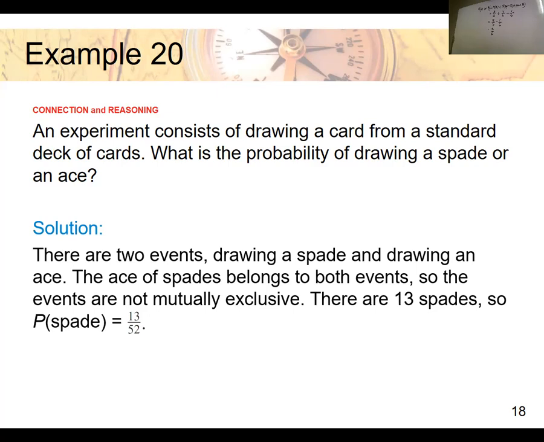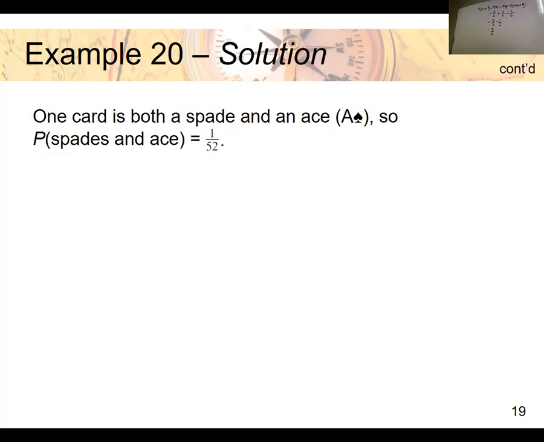All right, so if we want the probability of drawing a spade, that would be 13 out of 52, because there are 13 spades in a deck, from ace of spades to the king of spades. And there are four aces: ace of spades, ace of hearts, ace of clubs, and ace of diamonds. So the probability of drawing an ace would be 4 out of 52. And there is one card that has both the spade and the ace, which is the ace of spades. And that probability will be 1 out of 52.